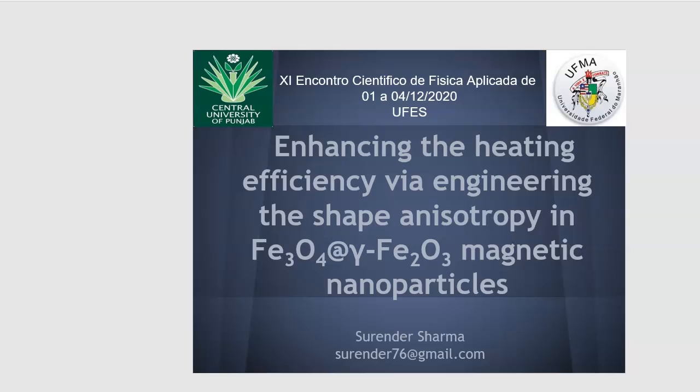The title I have chosen is enhancing the heating efficiency by engineering the shape anisotropy in iron oxide magnetic nanoparticles.